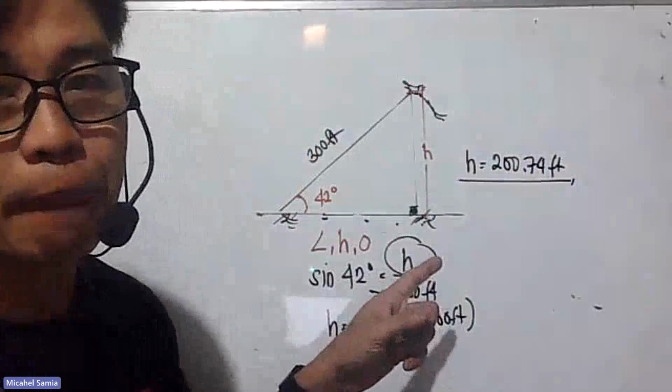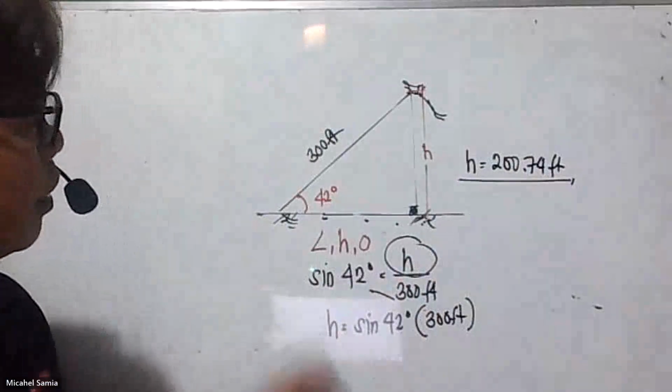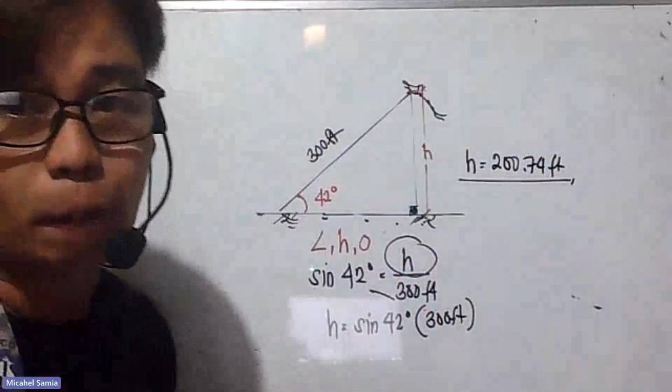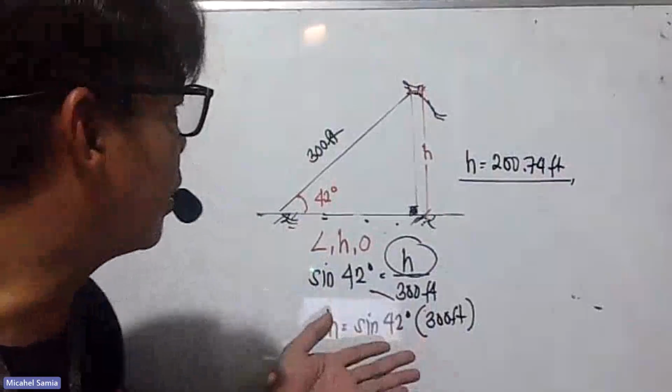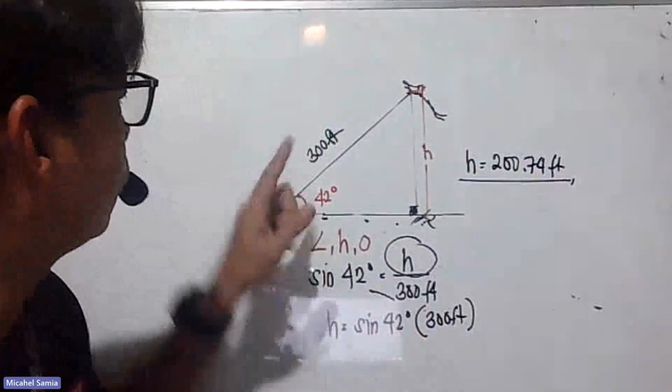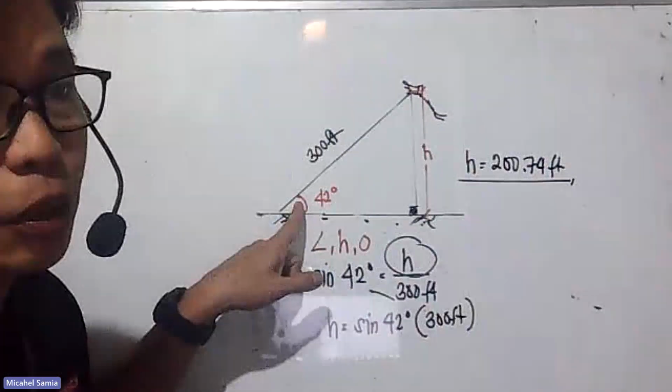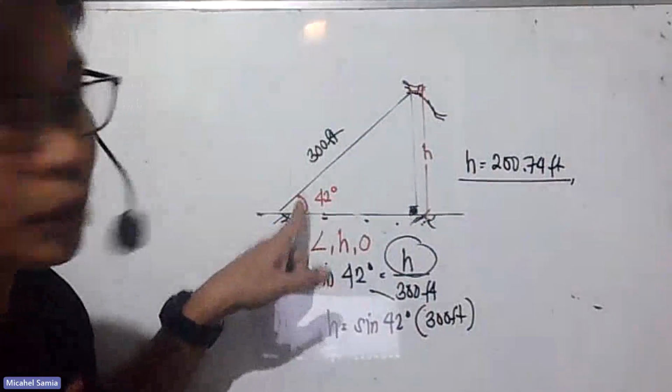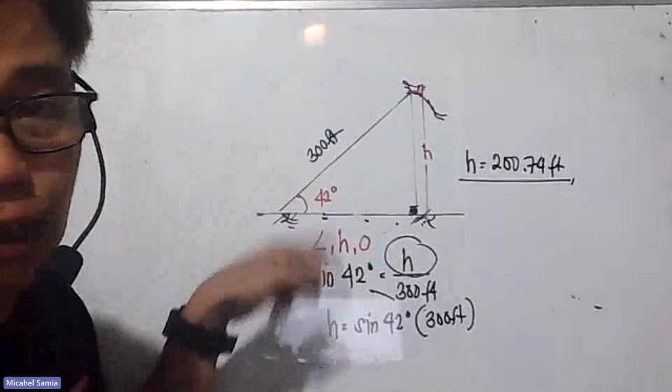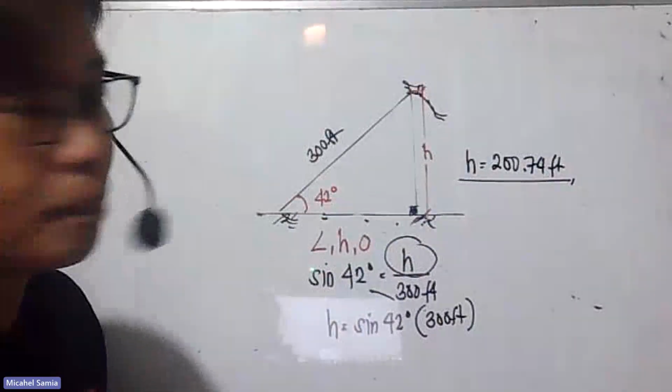So yun yung taas niya. Okay, so I think maliwanag naman to, hindi siya ganun complicated. Just using sine. What's important lang is you know where to place the angle. Nakalagay naman is with the ground. So dapat yung angle mo is dito siya sa baba kasi ground ang sabi niya sa reference ng problem.